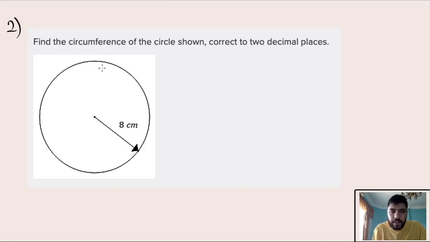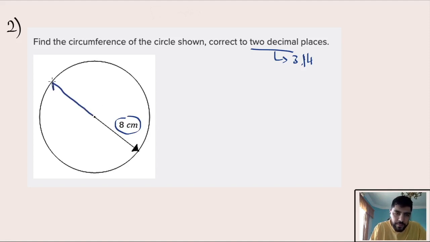Find the circumference of the circle shown, correct to 2 decimal places. Here it's saying 2 decimal places again, so we're still going to use 3.14. But instead of giving us the diameter, it gave us the radius, so only half of the diameter. We already know from the last video that if we stretch this, or double the size basically, we get the diameter. So we know that D equals 2R. We also know the original equation, which is pi equals C over D.